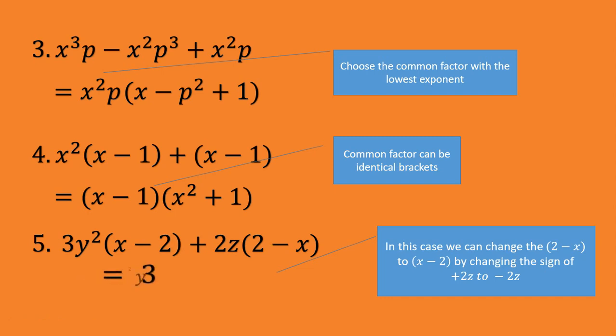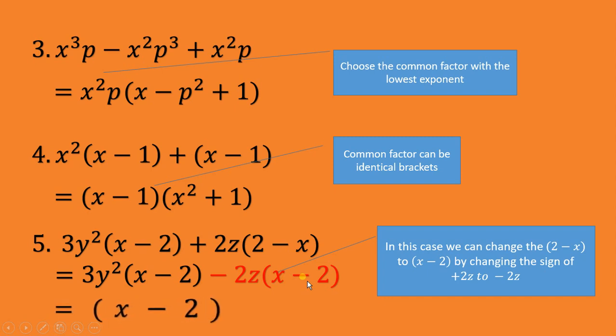So 3y squared and x minus 2 will remain. We change the sign now of the plus 2z to a minus 2z. Doing that will make the minus x become plus x and plus 2 become minus 2. That now creates x minus 2 and x minus 2, another common factor, and we can take that out as the common factor x minus 2. Divide it into that, 3y squared will be left, and divided into that one, only minus 2z will be left. So take note of changing the sign in front of a term to change the sign inside the bracket.